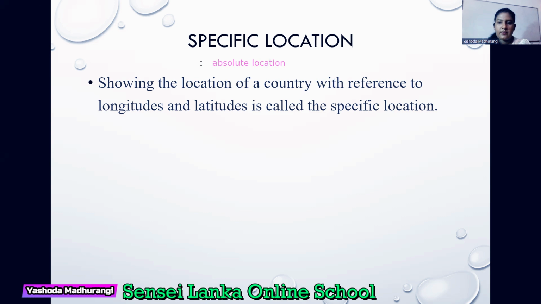Another one for that. Showing the location of a country with reference to longitudes and latitudes is called the specific location. Showing the location of a country with reference to longitudes and latitudes. That is specific location. If we use longitudes and latitudes to tell the location, that is a specific location. Very easy to understand.